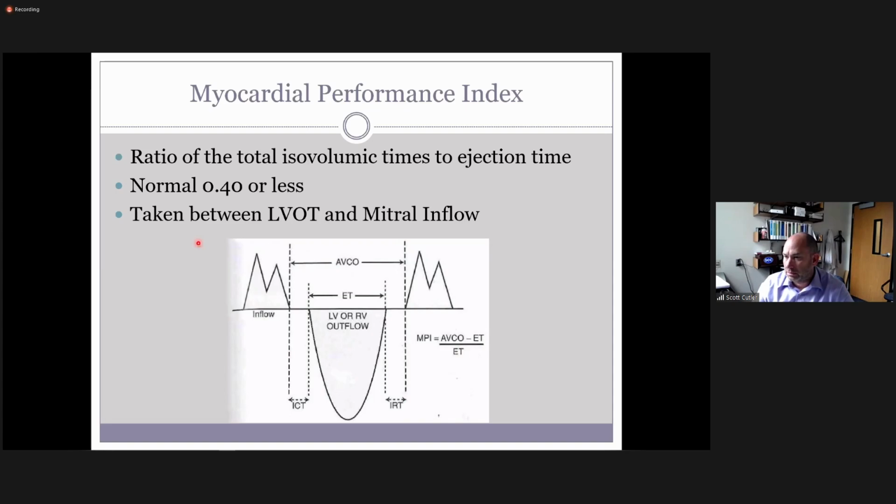All right. And again, looking at this flow, to get it from a spectral Doppler perspective, what view do you look at it from? And how do you obtain this view so that you get both the mitral inflow and the LVOT flow?